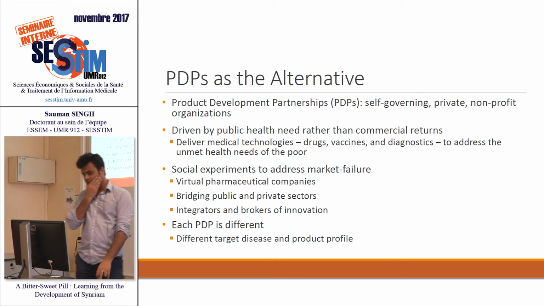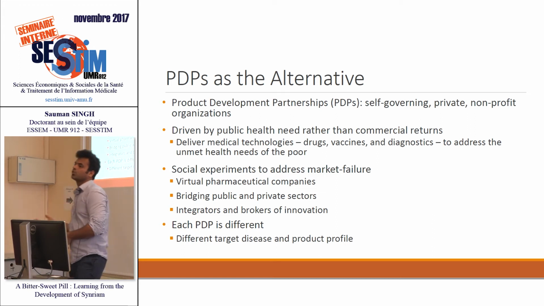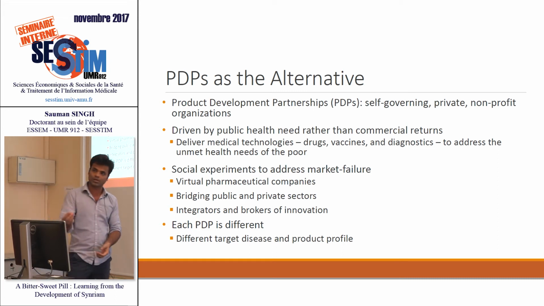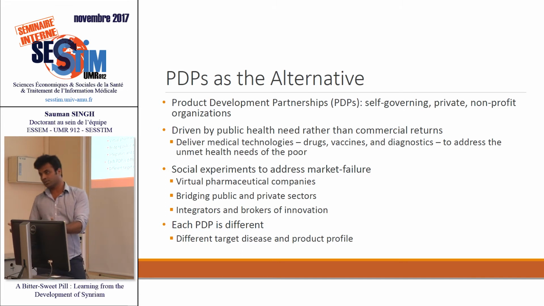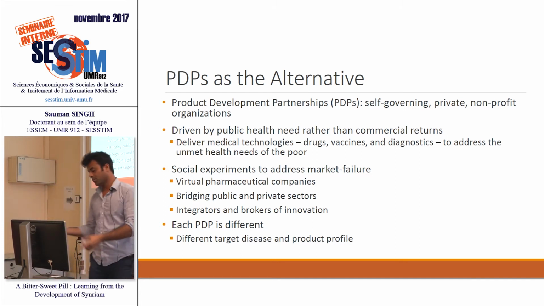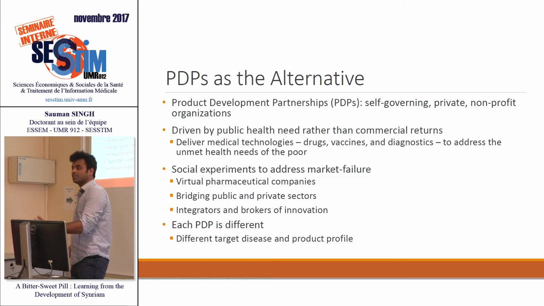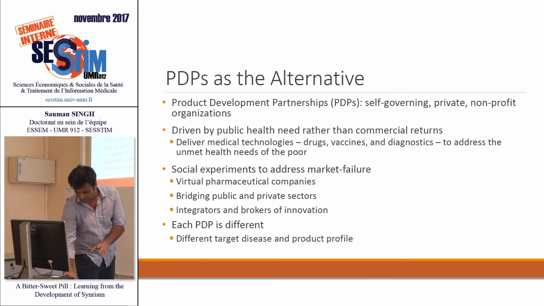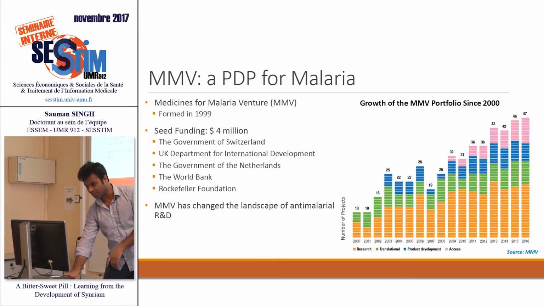And each PDP is different. They target a particular disease, but even within the disease, they can target a particular type of product. So Medicines for Malaria Venture focuses on developing medicines for malaria. But at the same time, Malaria Vaccines Initiative focuses on developing vaccines for malaria. So this was PDPs. Now, what is Synriam and what is MMV?